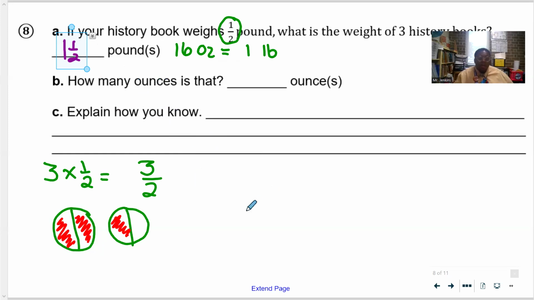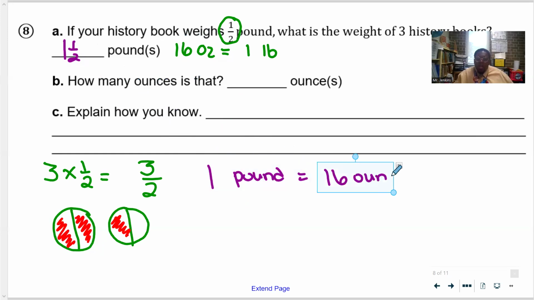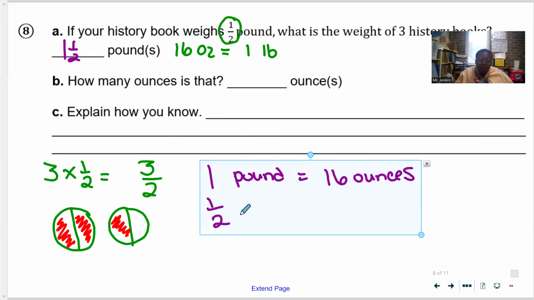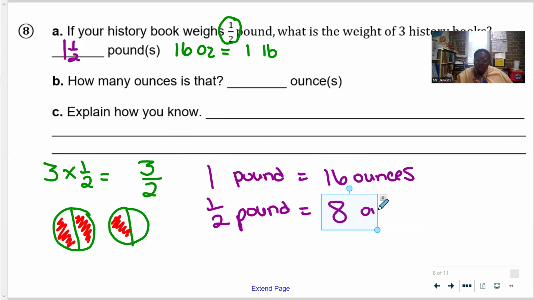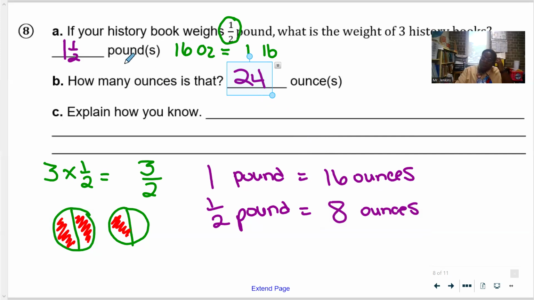Well, let's try to figure that out. Since we have 16 ounces for every pound, 1 pound of our 1 1/2 is 16 ounces. But then you need to ask yourself, what is half of a pound? Okay, well, half of 16 is 8. So a half pound is 8 ounces. So 16 ounces plus the 8 ounces is 24 ounces. Okay. So 1 1/2 pounds is 24 ounces.